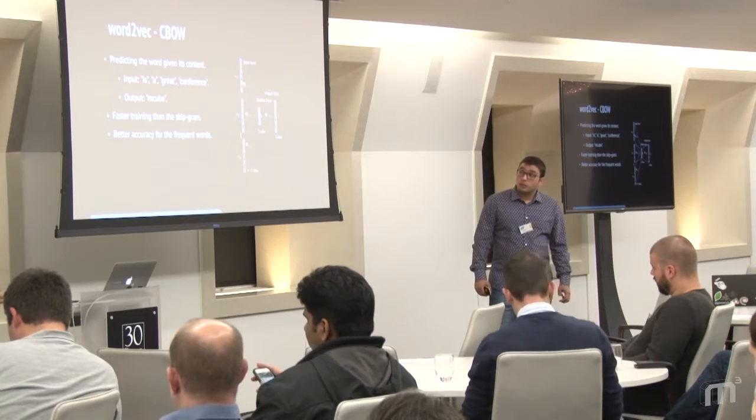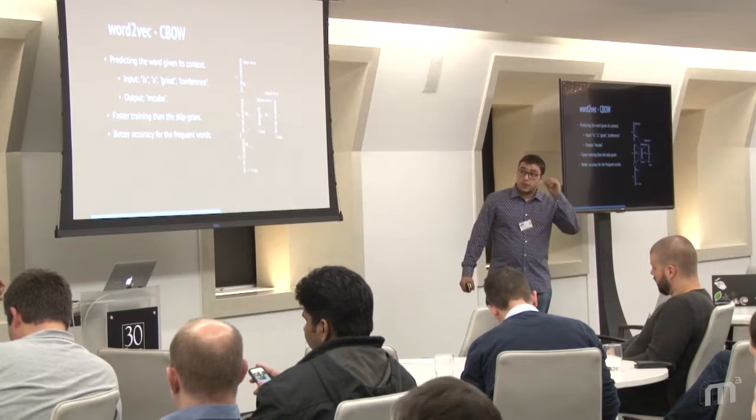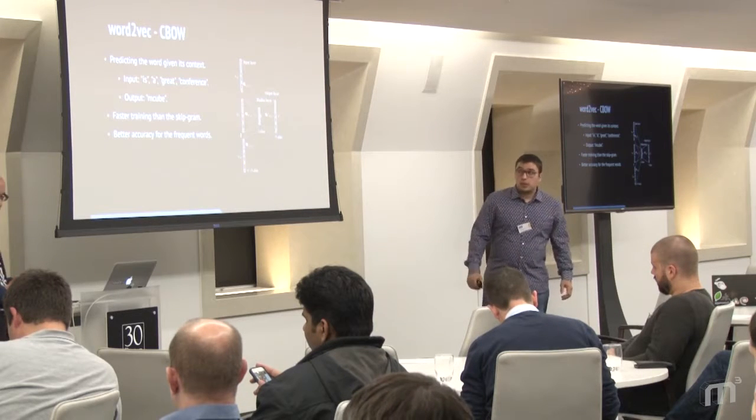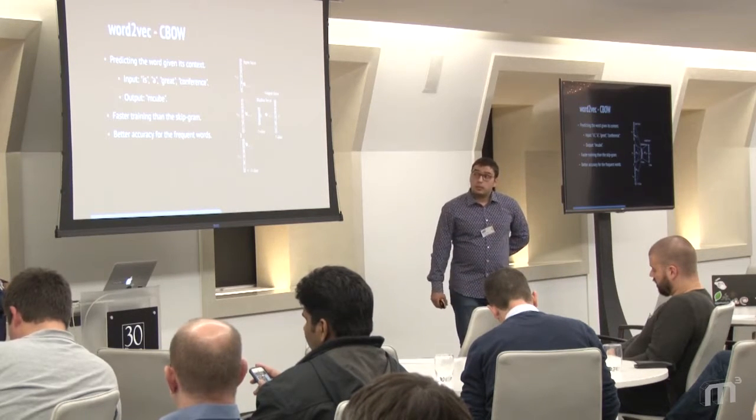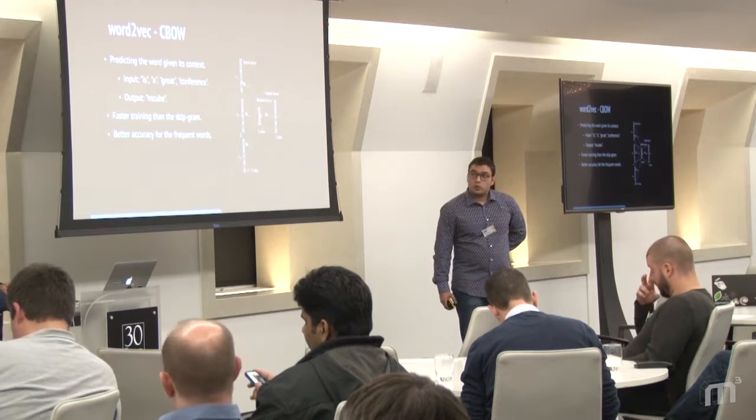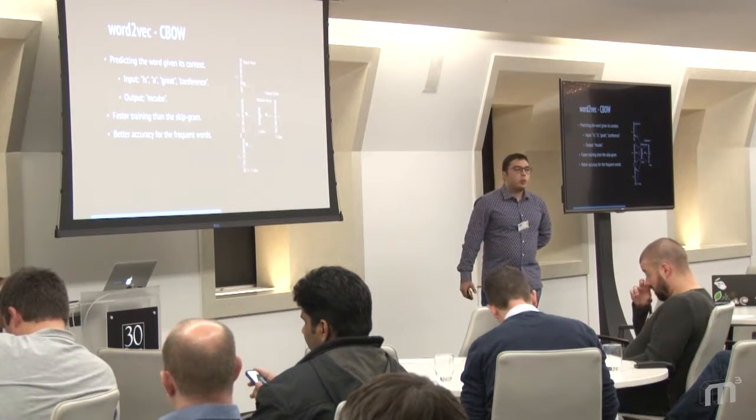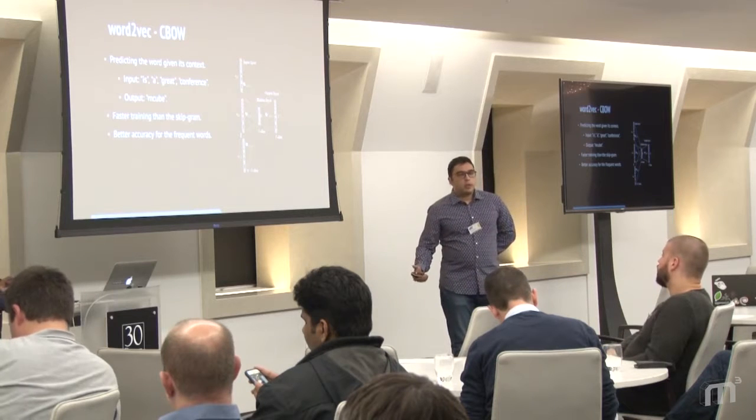What are the properties of this model? It's faster than the skipgram model, which is sometimes important, and it has better accuracy for frequent words. So for example, if you do not have so many unique words, it's better to apply the CBOW model.